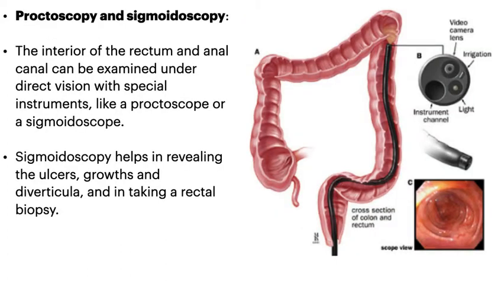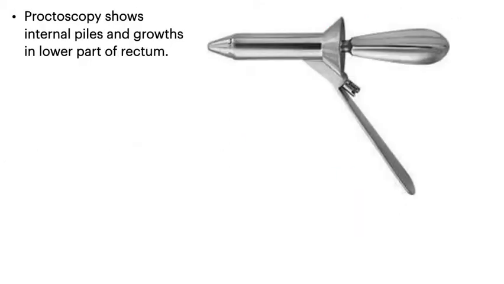Now, what is proctoscopy and sigmoidoscopy? The interior of the rectum and the anal canal can be examined under direct vision. Okay, and the instruments used are the proctoscope or the sigmoidoscope. You can see the picture. Sigmoidoscopy is helpful in revealing any ulcer, growth, or diverticula, or in taking a rectal biopsy. This is a proctoscope. Okay, it shows the internal piles and growth in the lower part of the rectum.